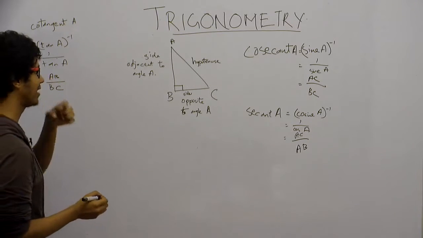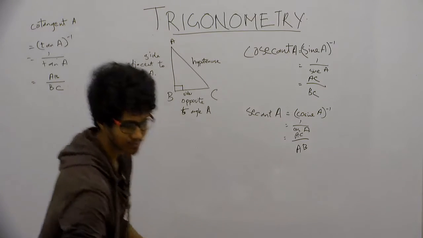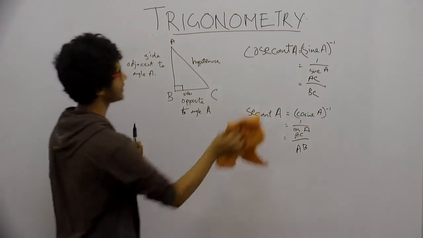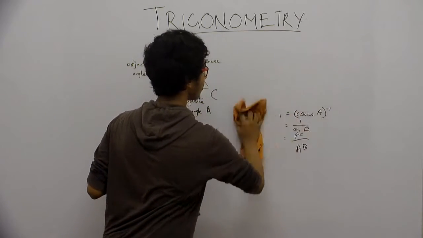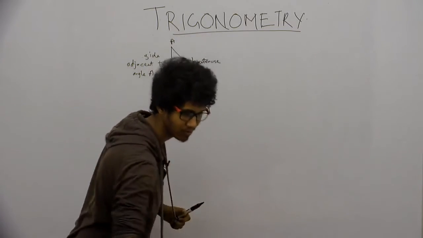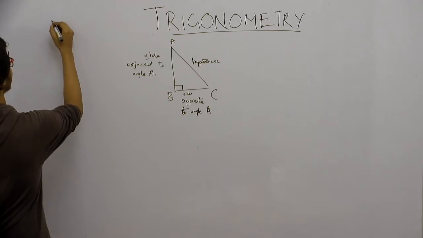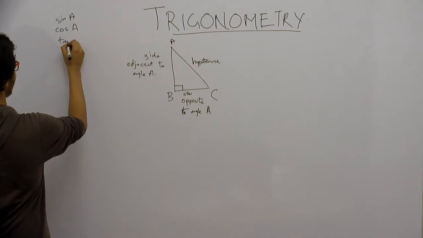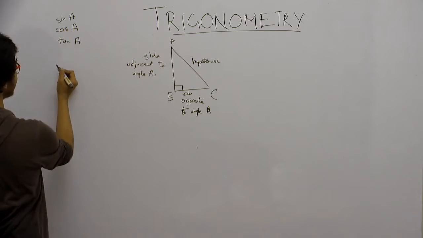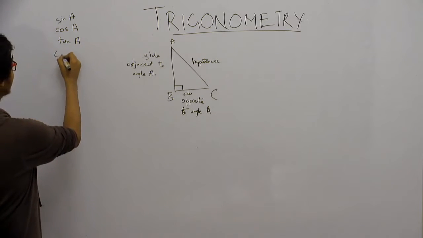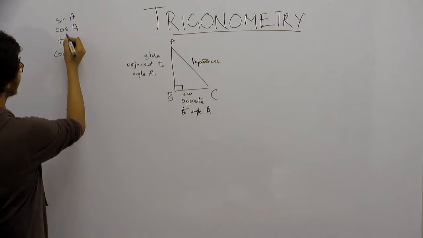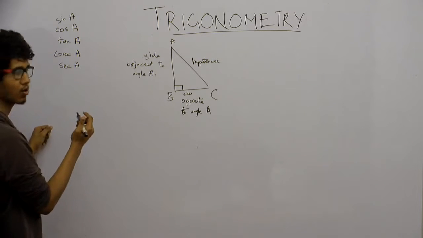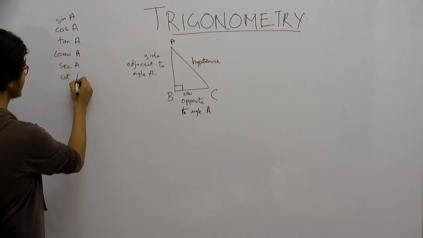Okay. Now, since we don't use the full forms all the time, we use short forms. Like for sine, we don't write the whole word, and for cosine, we don't write cosine whole but cos. So the ratios become sine A, cos A, tan A, and their inverses. Sine A's inverse was cosecant, so in short we write it as cosec A. Cos inverse was secant, so we write it as sec A, and tan inverse was cotangent, so we write it as cot A.